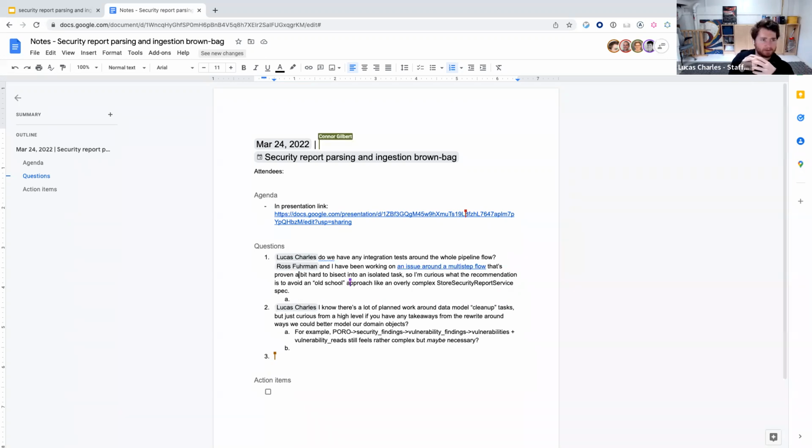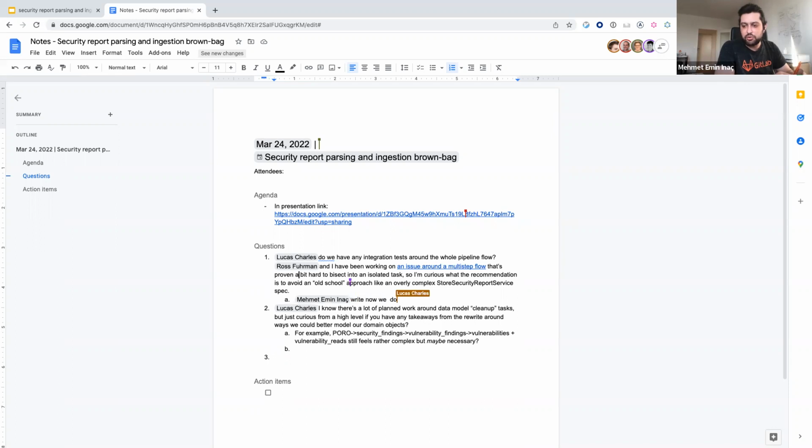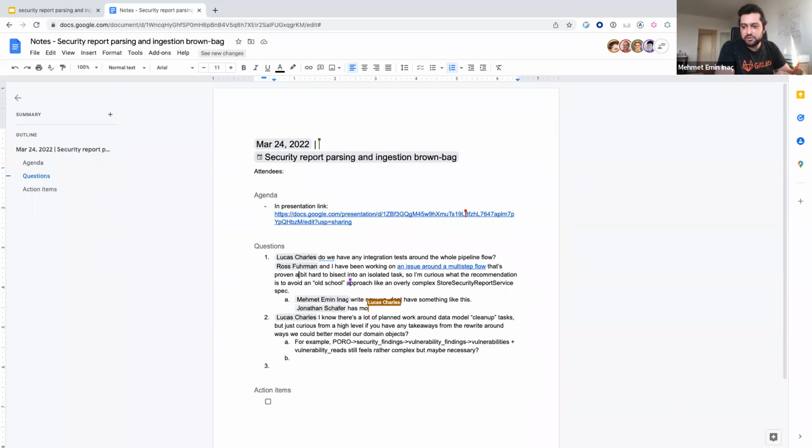So we're trying to avoid writing what I called an old school test, like a very large integrated store security report service spec. I'm curious if we do have anything that ensures that's all working as expected from report through. Yeah, right now we don't have something like this other than the real integration tests. Jonathan has more knowledge on this as he was trying to fix the integration tests, right, Jonathan?